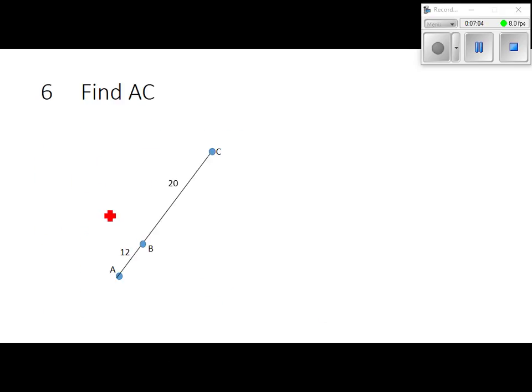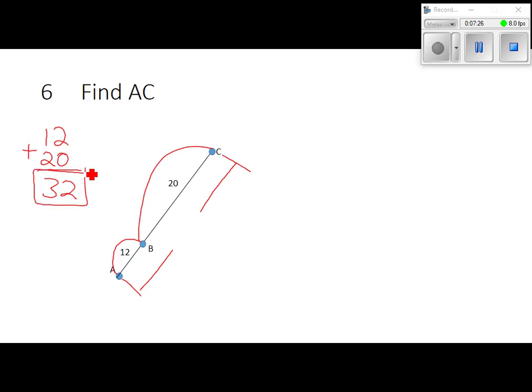Number 6 says find AC. AC is this whole thing. Well, to find that whole thing, all we're going to do is use the segment addition postulate. The segment addition postulate says that segment plus that segment should equal the whole thing. So all we got to do here is 12 plus 20. We get 32. That's our answer. This whole thing is 32.